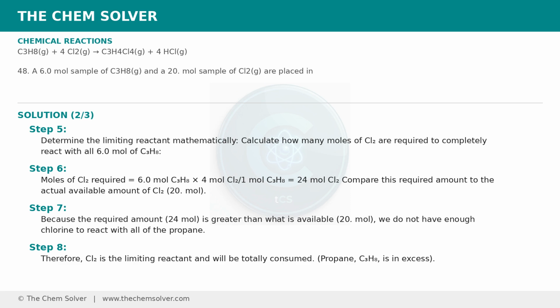Because the required amount, 24 moles, is greater than what is available, 20 moles, we do not have enough chlorine to react with all of the propane. Therefore, Cl2 is the limiting reactant and will be totally consumed. Propane, C3H8, is in excess.